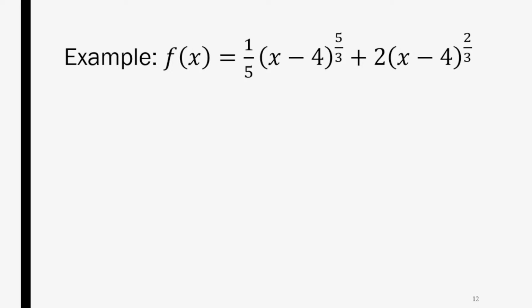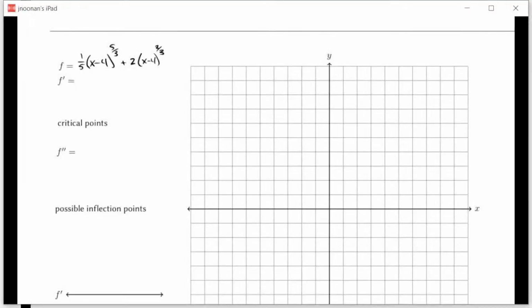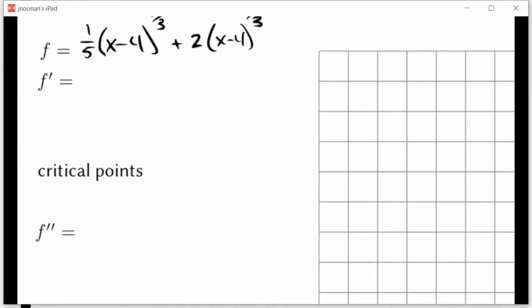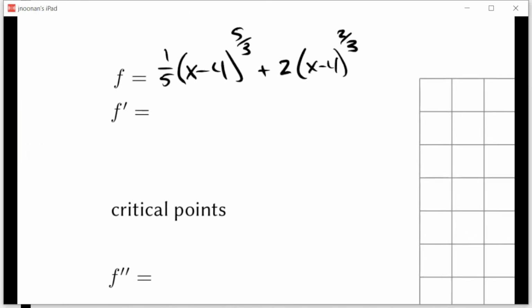Okay, I'll show you what I've written, and here's what we'll do: I will help you get the derivatives. Critical points we'll do in a minute, but let's get the first and second derivatives, and I'll help you if you're stuck, don't worry. Let's do this one piece at a time. You'll notice that there are two pieces to this: the 1/5 x minus 4 to the 5/3, and then 2 times x minus 4 to the 2/3. So let's just do one at a time here.